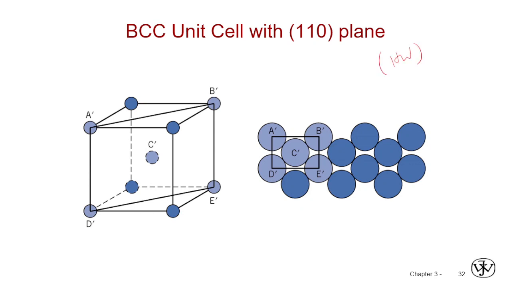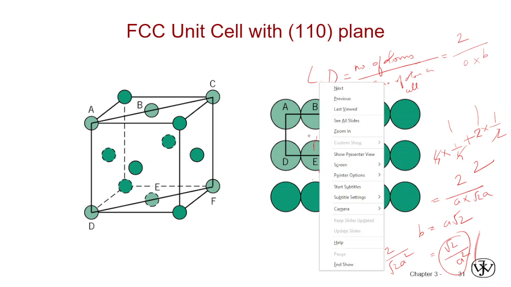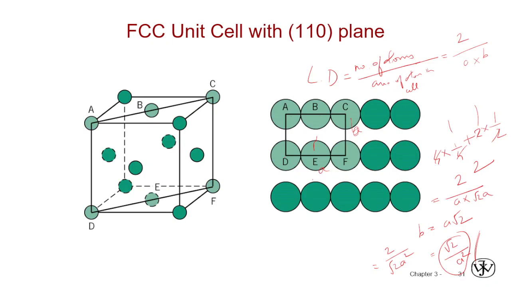Sir, B equal to A root 2. How, sir, in the previous problem? B is equal to A root 2, right? Why? Because AC is the diagonal of that cube. Yeah, exactly.